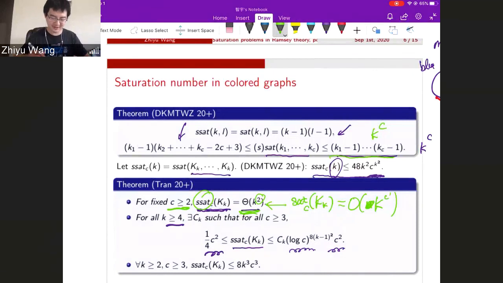And also, even for the semi-saturation number in general, I think it will probably be fine. It's mainly on the saturation number: can we improve the upper bound? Okay, thanks.